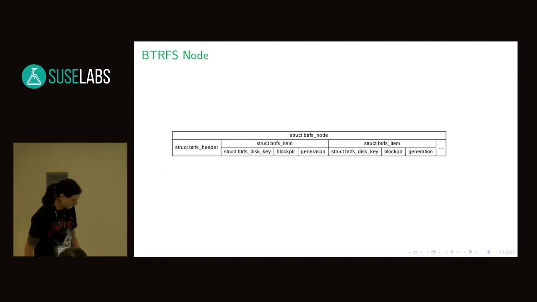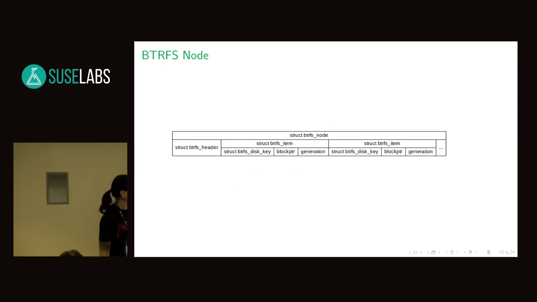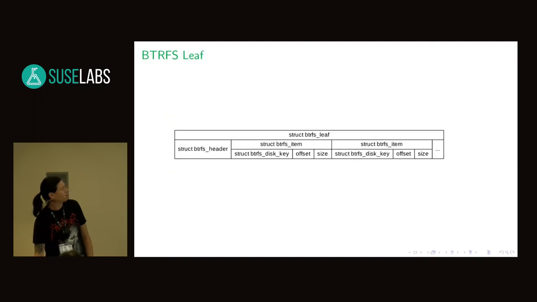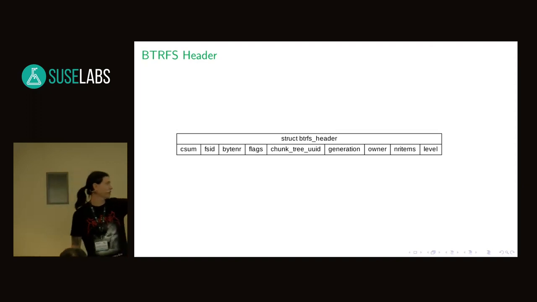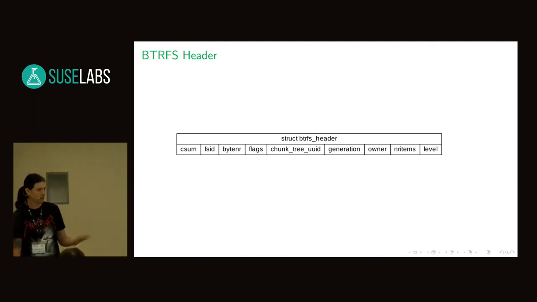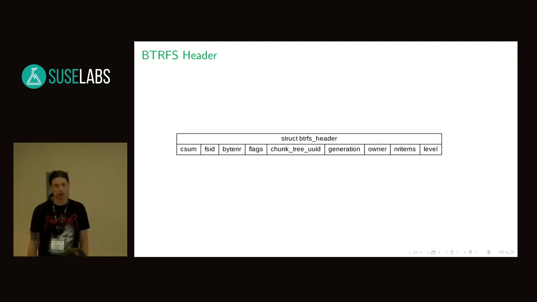So here's a normal node data structure with the header and the rest of the items. Same goes for the leaf data structure. Common to them is the header. And the header data structure has a checksum field right at the beginning, which is very convenient. It can be used to do integrity checking if a block is corrupted by, say, rotting disks. But it can be extended.